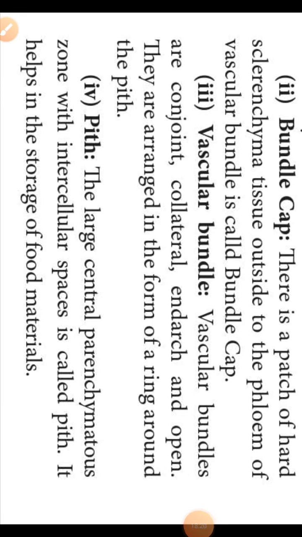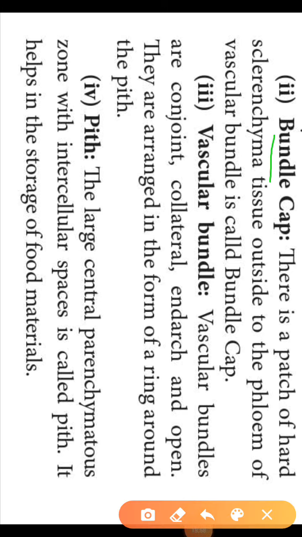Bundle cap. There is a patch of hard sclerenchyma tissue outside to the phloem of vascular bundle, called bundle cap. Vascular bundles are conjoined, collateral, endarch and open. They are arranged in the form of a ring around the pith. Pith, the large central parenchymatous zone with intercellular spaces, helps in the storage of food materials.